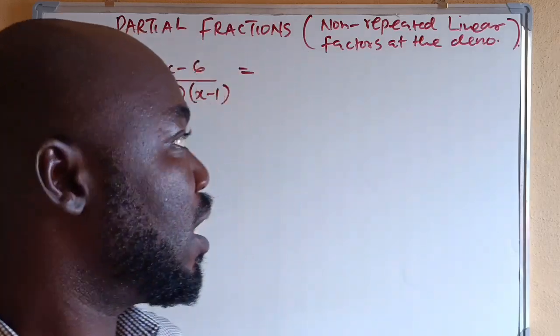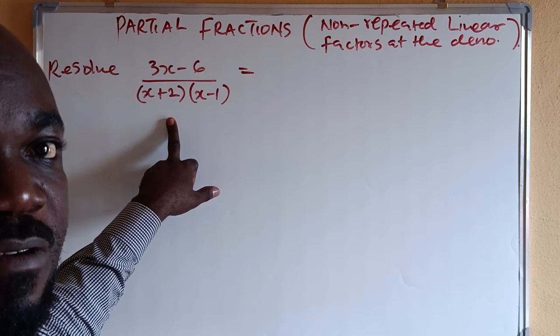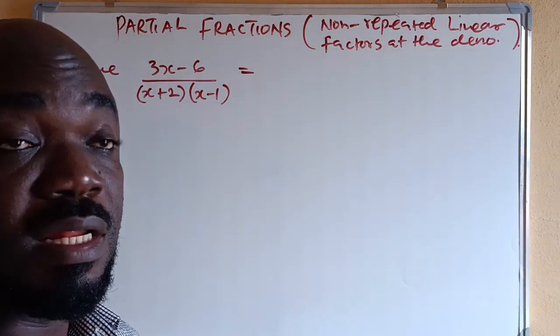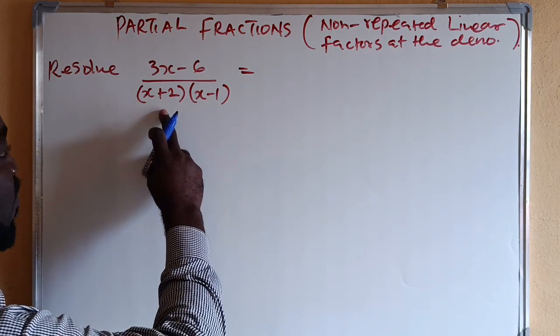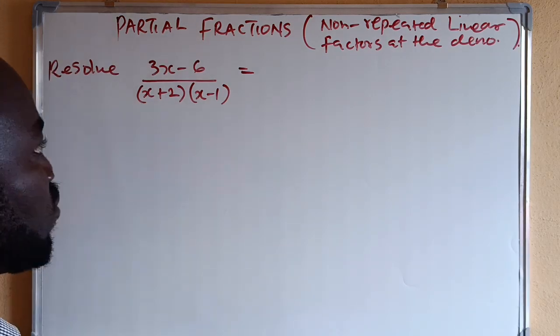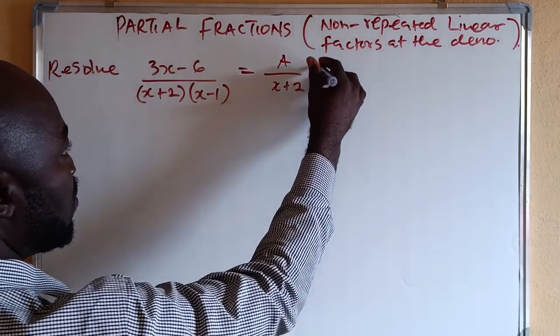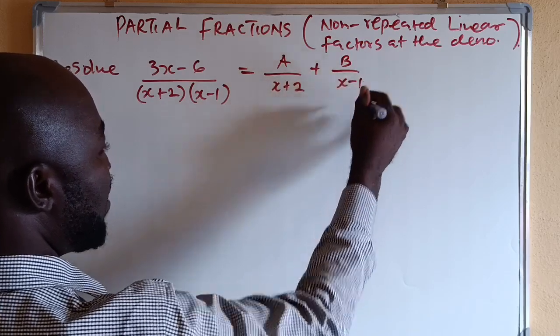Okay, let's complete our work on the cover-up method to resolve partial fractions. We are still on the non-repeated linear factor at the denominator. So I'm going to split this into two terms. I have x plus 2 and x minus 1. So I will have A over x plus 2, then B over x minus 1.